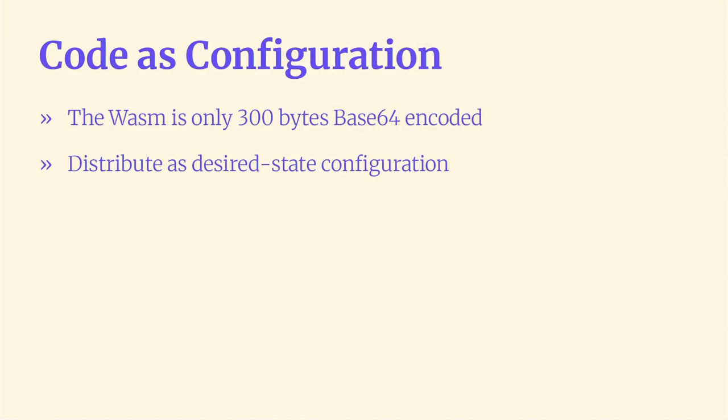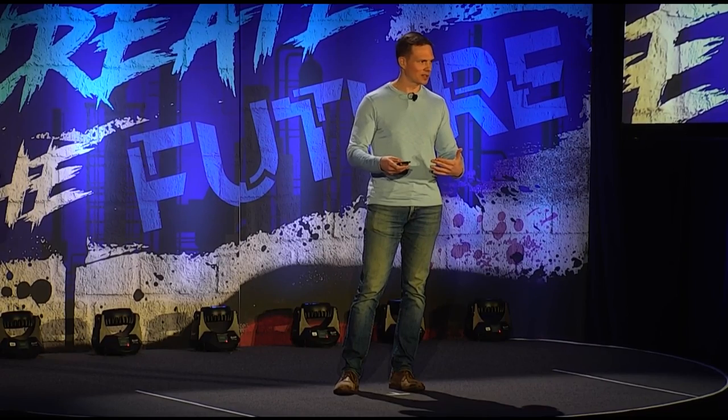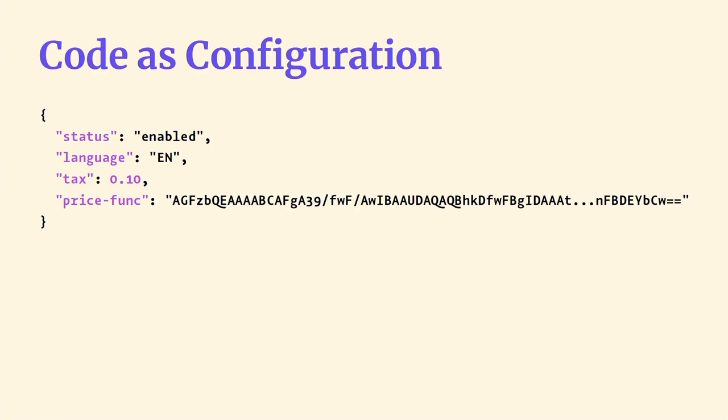How do we distribute that new code to that Edge IoT device? Now, the WebAssembly is only about 300 bytes, base 64 encoded, and it's pretty common that Edge IoT devices are managed through some kind of desired state configuration. So why not just take advantage of that? It's not uncommon to have some kind of JSON document describing the desired state. In this case, it might have the language and the tax rate and those kind of things for the point of sale terminal. So we can just include the price function as a signed base 64 encoded string in order to distribute it.